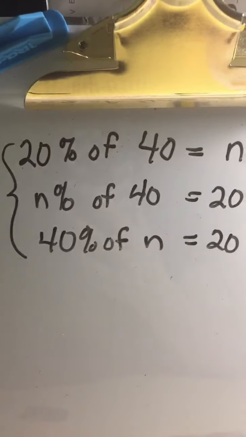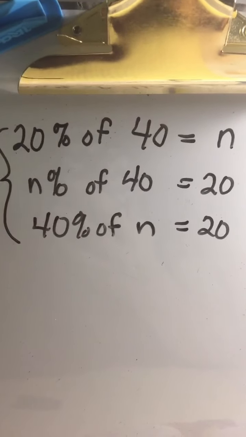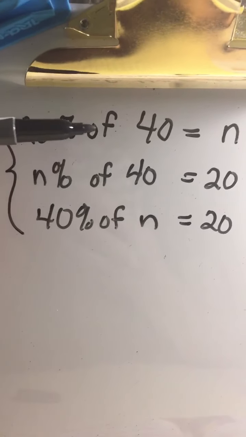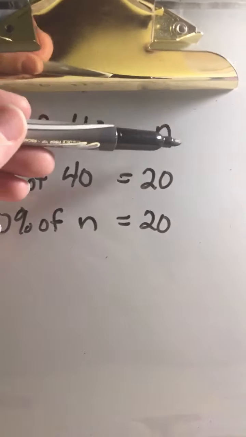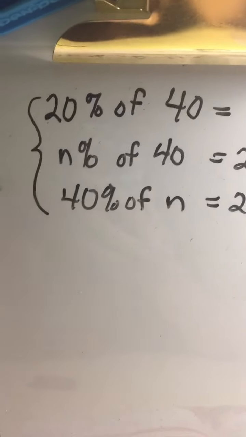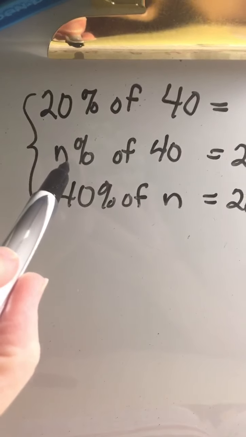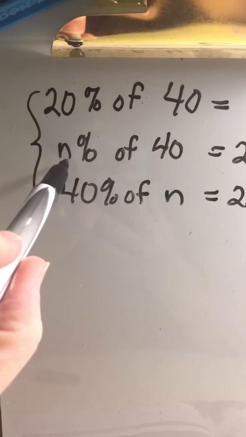All right, so make sure that you are writing it out as an equation like this, one of these three ways. Okay, percent times a number equals another number. All right, and if you don't know it, then you just plug in a variable, a letter.